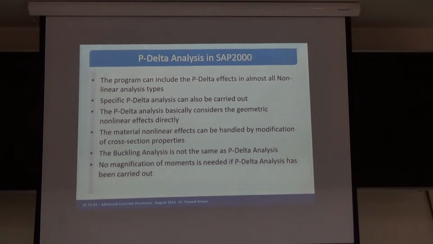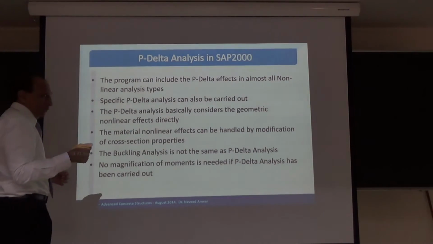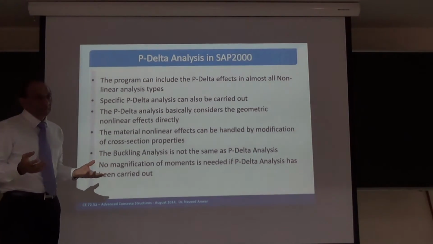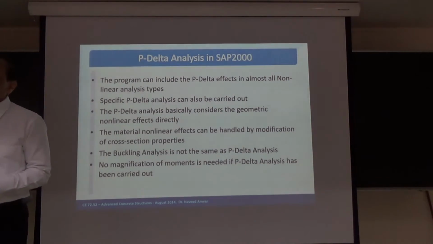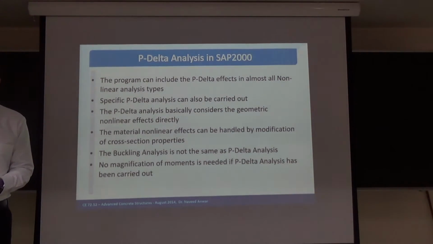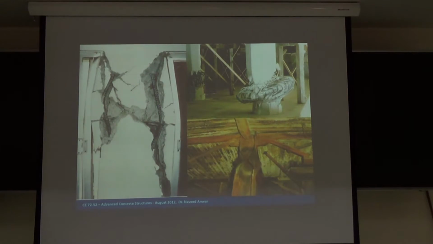So if the column has bending or eccentric load, which is the same thing, you will have P delta. But if you have zero eccentricity, perfectly straight column, you could have buckling, right? So buckling is a theoretical number. So this is the typical failure in column.